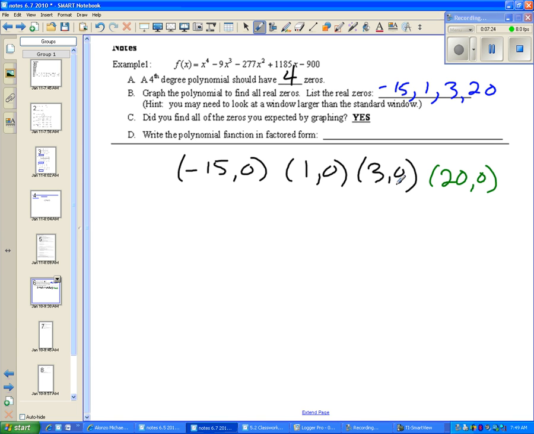Find all the zeros. Did you find all the zeros you expected by graphing? I did. I needed to find 4. I found 4. Write the polynomial function in factored form.